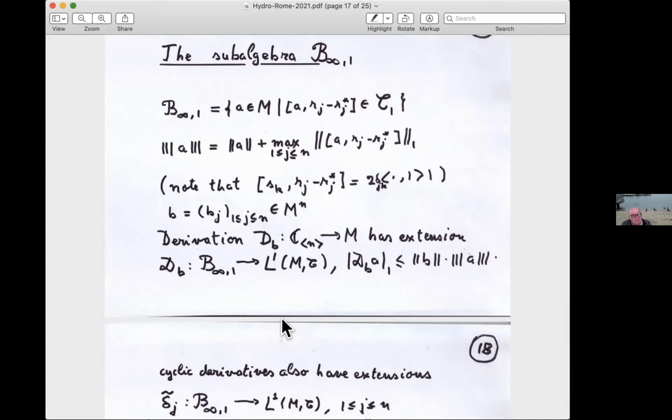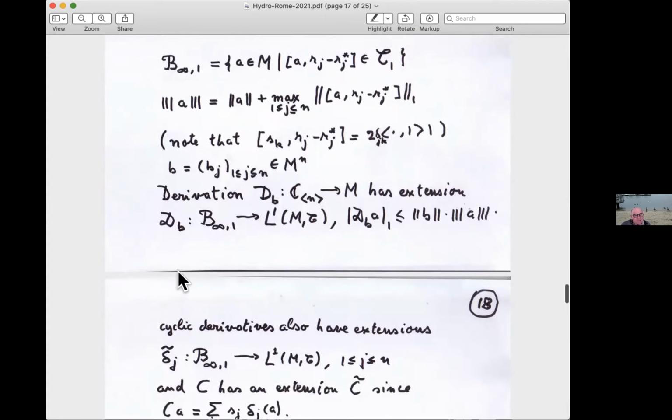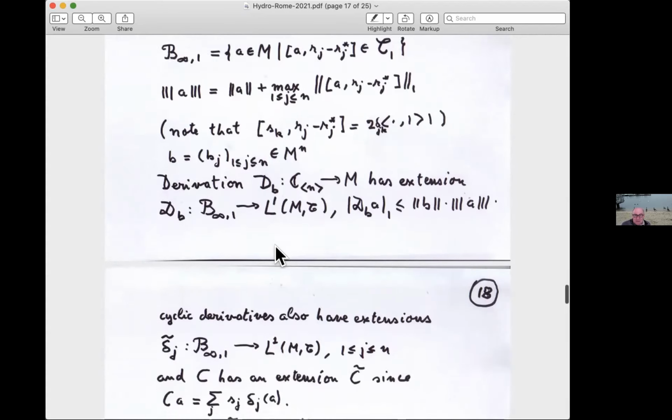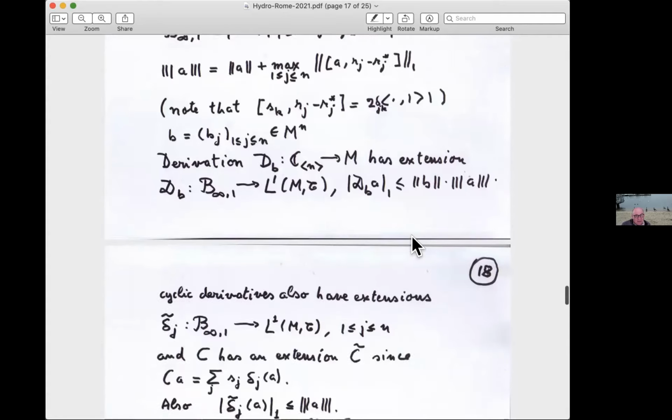So this is B infinity comma 1 that I denote. And then I take B equals B_j, n components in this B infinity comma 1. What one can prove is that these derivations, which were these vector fields corresponding to B1, ..., Bn, extend to this algebra B infinity comma 1, and they give operators affiliated to the von Neumann algebra, operators in L1 of M with respect to tau. So this is good, and one has such a precise inequality.